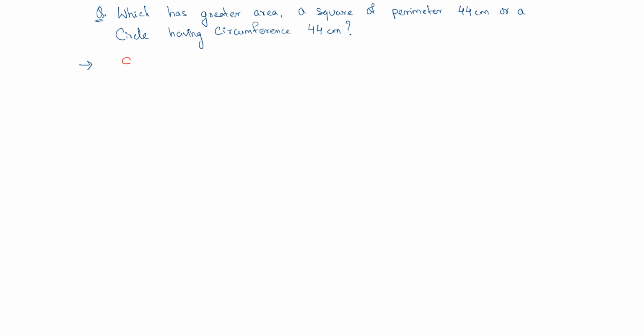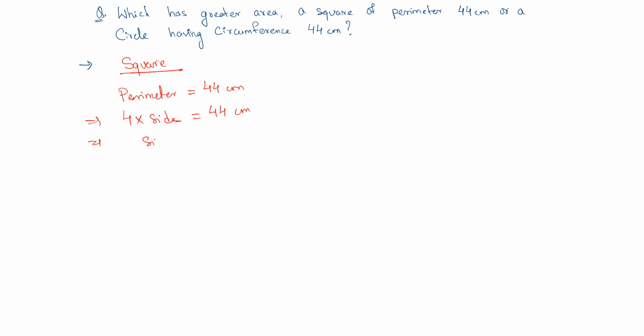So we'll give a heading out here, square. Now what are the things given? Perimeter of the square is given, so we'll write perimeter is equal to 44 centimeter. Now what's the formula of perimeter of a square? It's 4 into side. We have already used this formula in the last question also, and this is 44 centimeter.